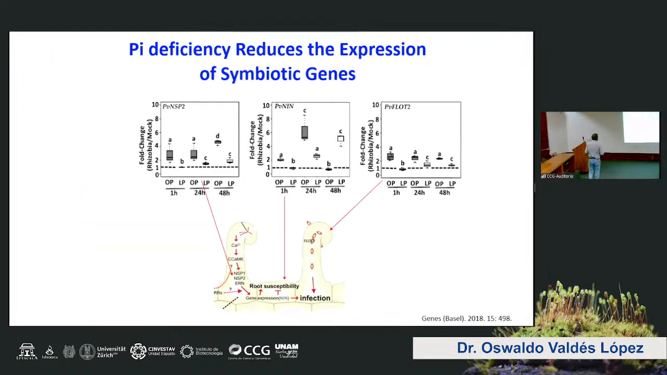So what we did was analyze the expression of key symbiotic genes, which is NSP2, participating in this rhizobial infection process, but also participating in activating the expression of NIN. We also tested the expression of NIN and Flotillin-2, involved primarily in the rhizobial infection, in the curling of the root hair. But in all cases, we observed that the expression of these symbiotic genes is reduced under low phosphate condition. So there is another piece of evidence that phosphate status is at least reducing the expression of key symbiotic genes.